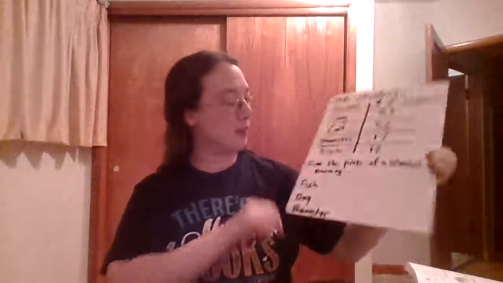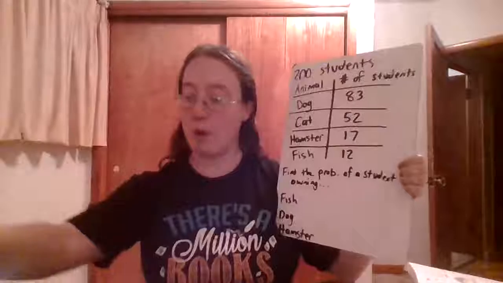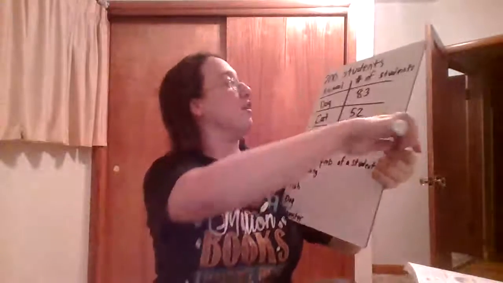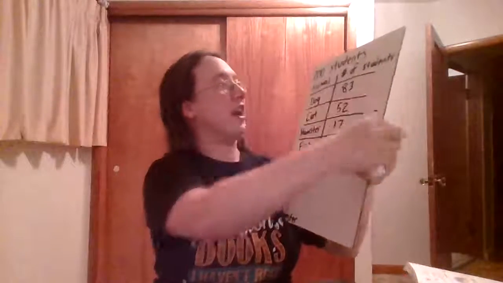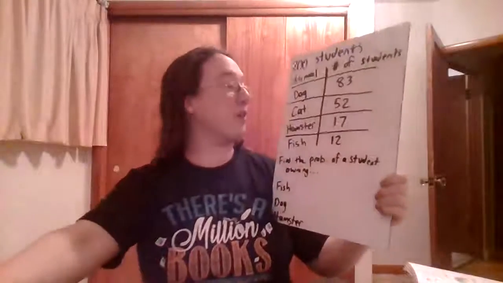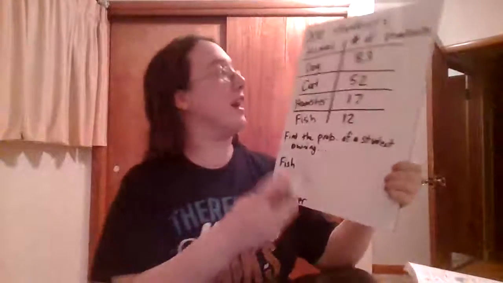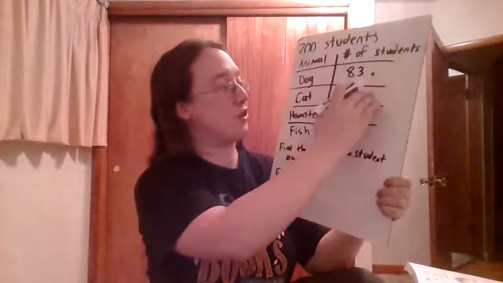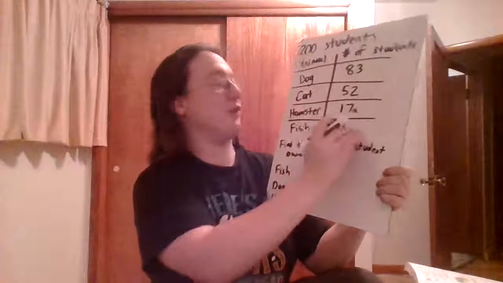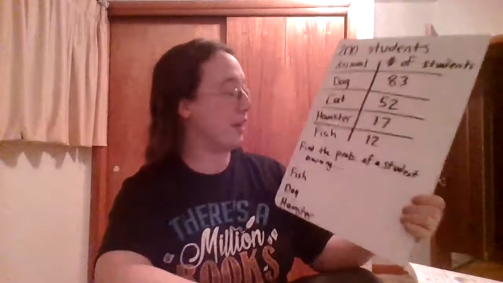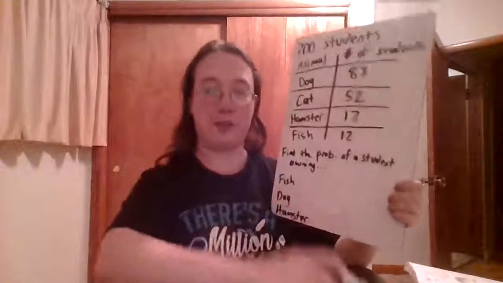So we're taking some stuff that's going to look a lot like probability and we're going to be using it for something. Which is why I said the first bit of this is going to look quite a bit like what we were doing with probability. So if I've got 200 students and we surveyed them about their favorite animals or the animals they had, and 83 had a dog, 52 had a cat, 17 had a hamster, 12 had a fish, and we want to find the probability of a student owning a fish, a dog, or a hamster.